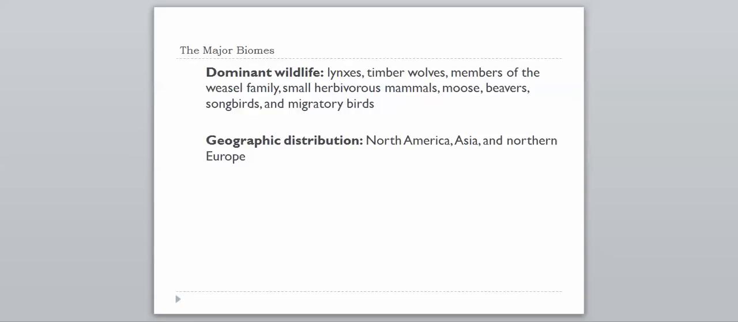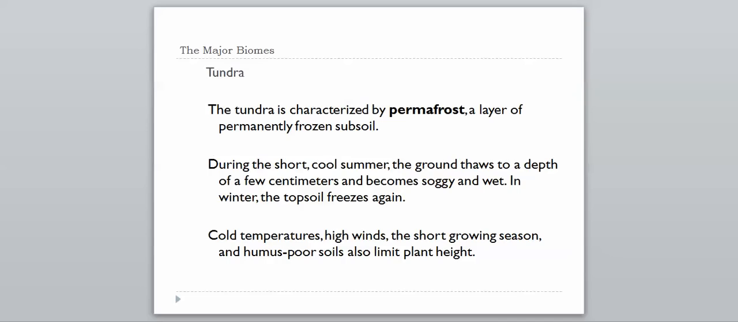So our last biome is called the tundra, and the tundra is characterized by what is known as permafrost, or a layer of permanently frozen subsoil. So they have literally a layer of soil at the top that is always frozen. And during the short, cool summer, the ground will thaw a little bit, to a depth of just a few centimeters, and will become soggy and wet. And in winter, the topsoil will all freeze again. And cold temperatures, high winds, and the short growing season will all limit plant heights. We're not going to find any big plants in this part of the world.